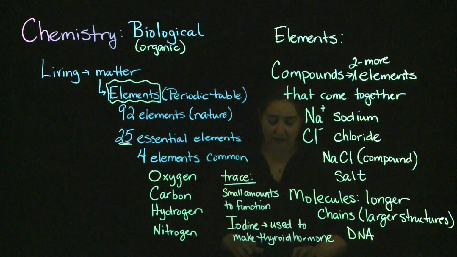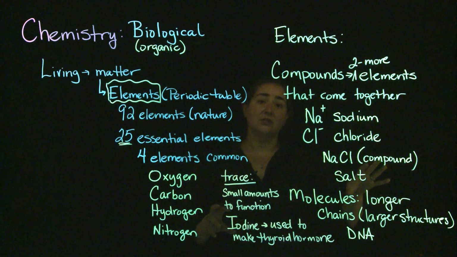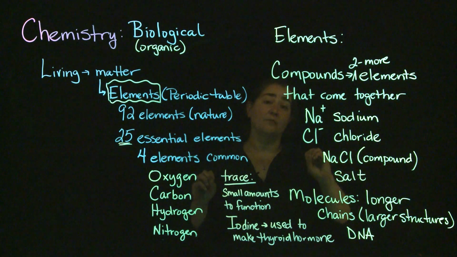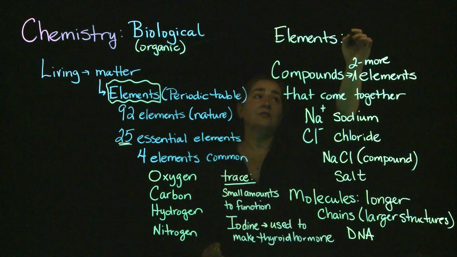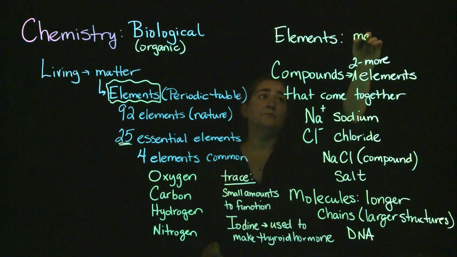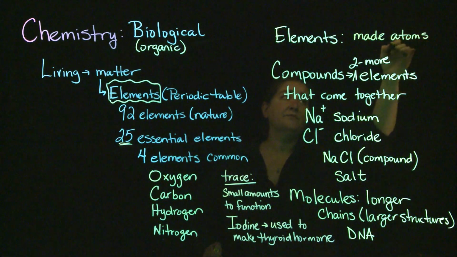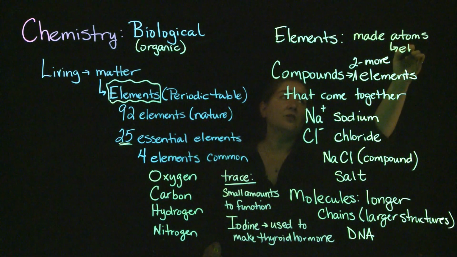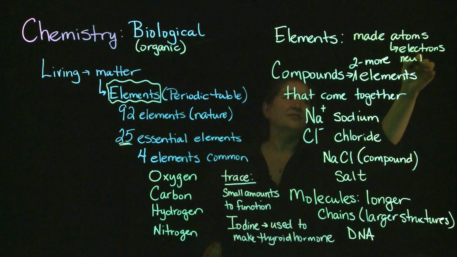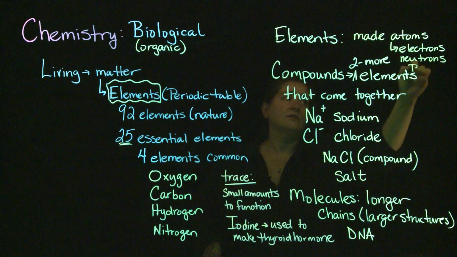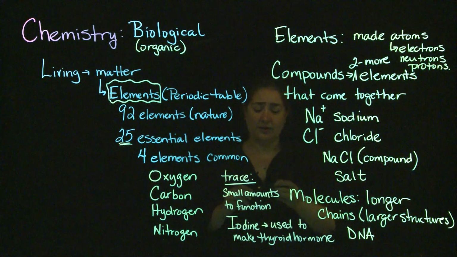So in terms of that, that's where I'm going to wrap up this particular portion of this. The next video I'm going to talk about, we'll talk about the components of the elements. So essentially those elements are made of atoms, and those atoms that we're going to talk about are going to be the electrons, the neutrons, and the protons. All right?